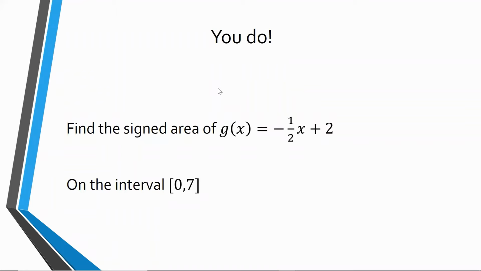We would like to calculate the signed area of g of x equals -1/2 x plus 2 on the interval from 0 to 7. Let's go ahead and do that using geometry. And what I'm going to do is graph this and then use geometry to find the signed area.